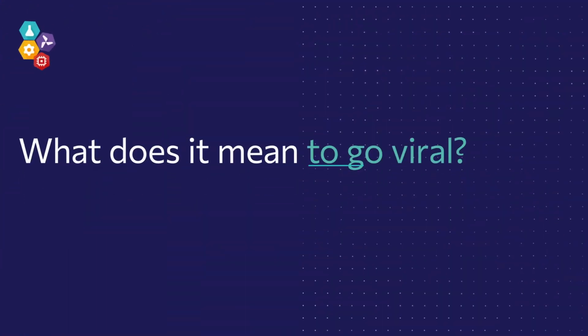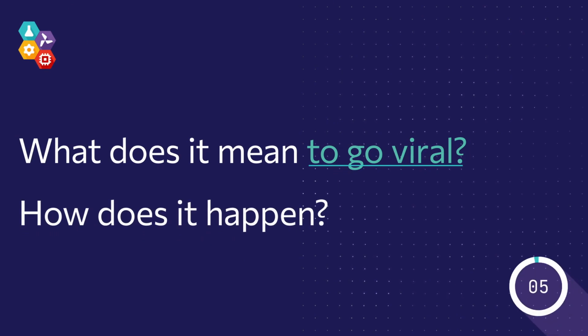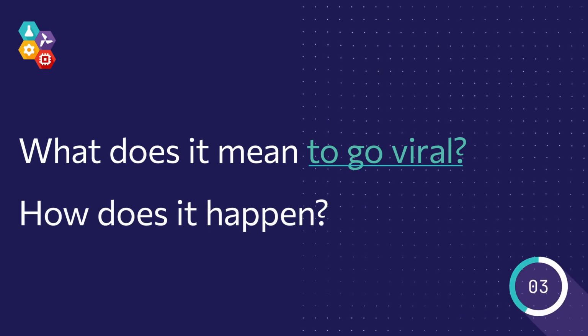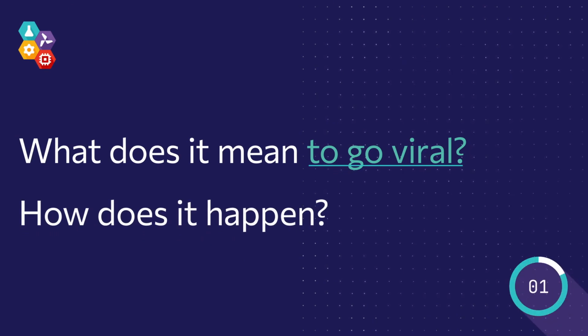So, what does it mean to go viral? How does it happen? The medical term virus describes a pathogen, a small infectious agent that can spread quickly. You might not be talking about the internet, but we are using it to update our socials, order food, or even present this video today.